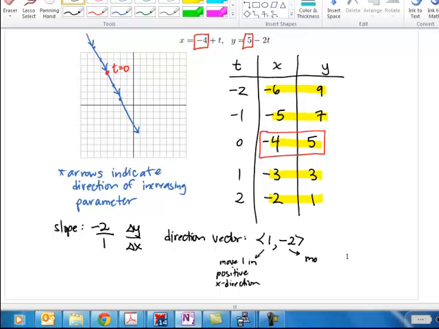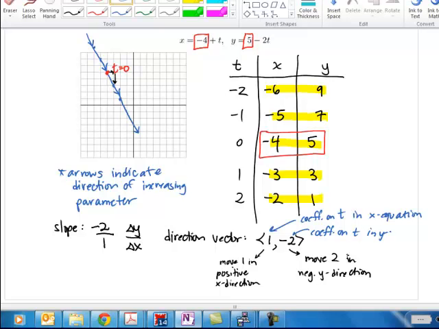And this would say move 2 in the negative y direction, to create the next point, right? And you can see that's exactly what we've done. We want to move 1 in the x direction and 2 in the negative y direction. And those are the coefficients on t. So notice that this is the coefficient on t in the x equation, and negative 2 is the coefficient on t in the y equation.